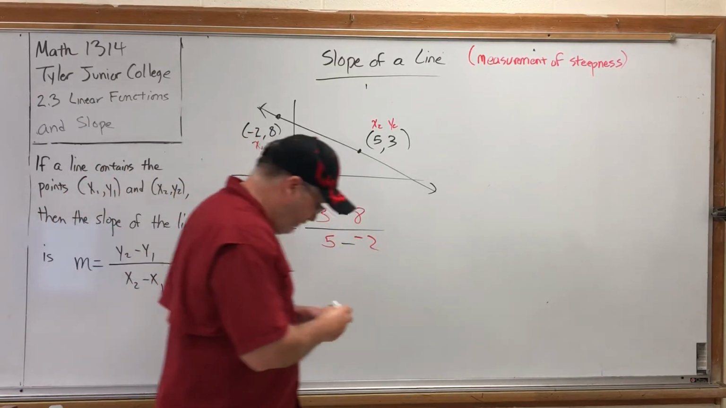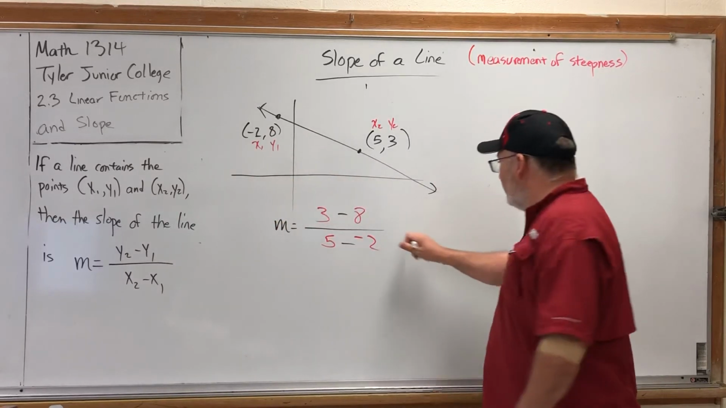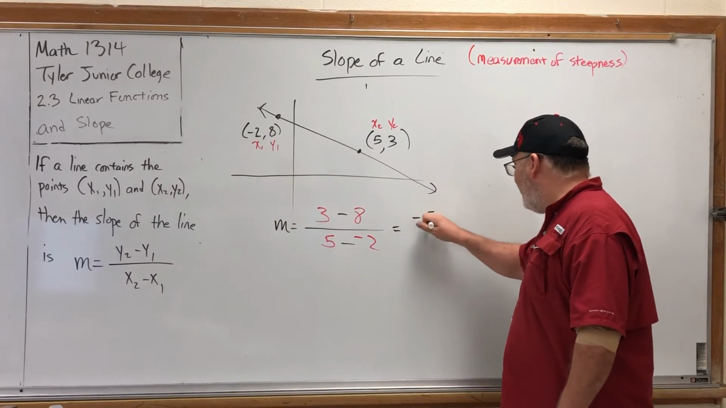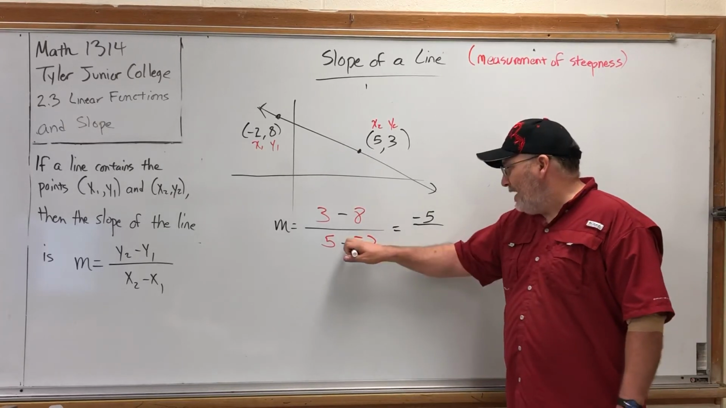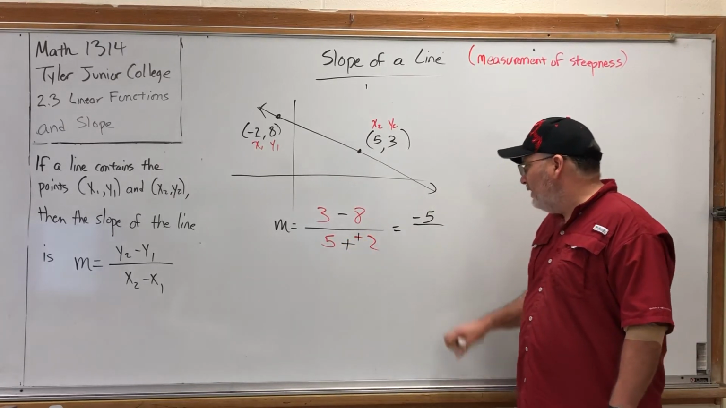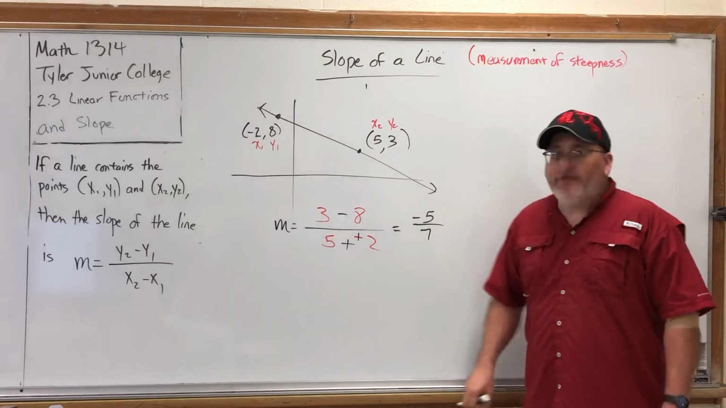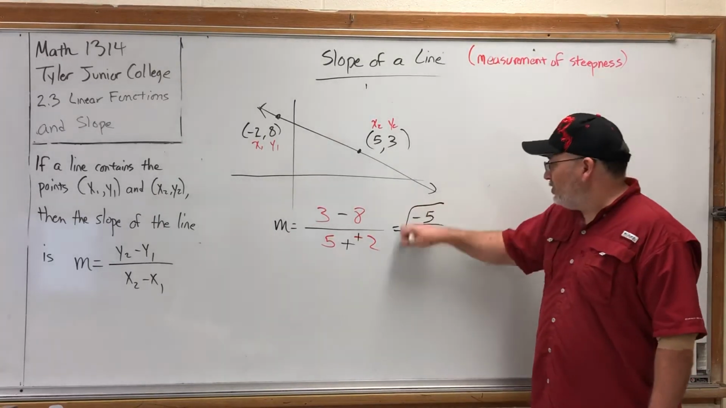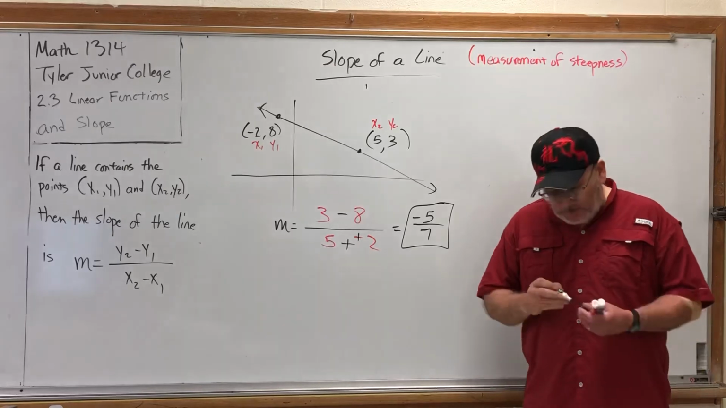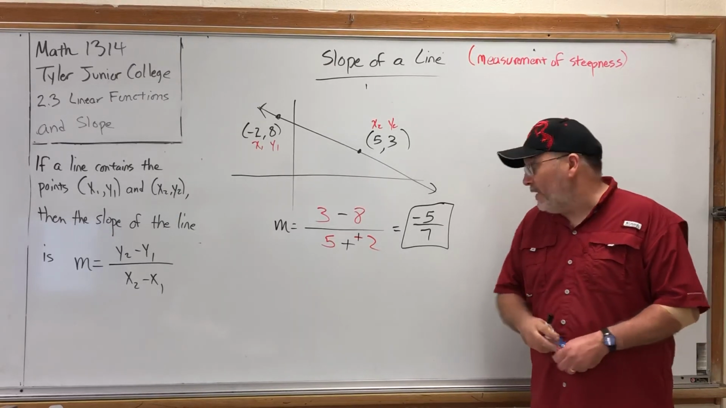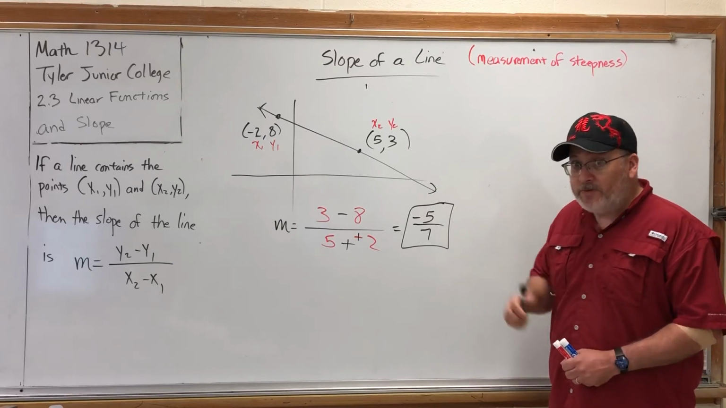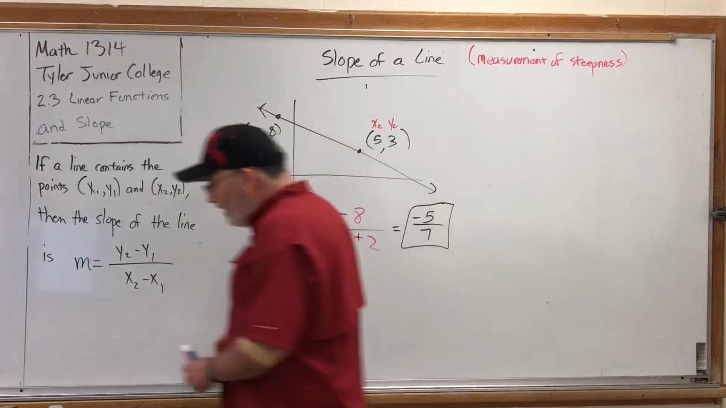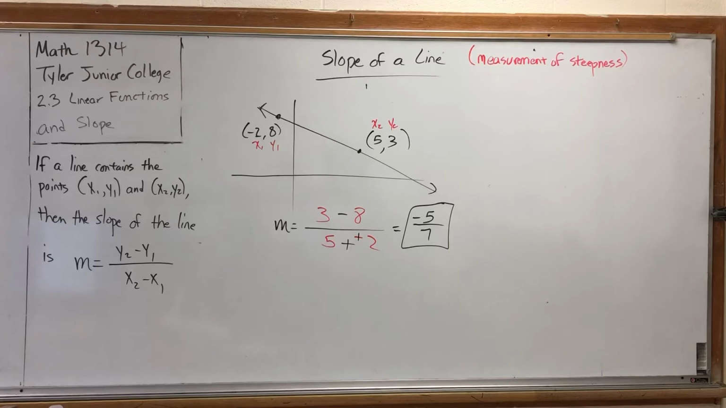Watch your signs. In the numerator, we get 3 minus 8, which is negative 5. But in the denominator, we have 5 minus negative 2. The minus negative becomes plus a positive. 5 plus 2 is 7, and the fraction won't reduce. So our slope is negative 5/7. Slope will frequently come out to be a fraction. And honestly, we should have expected this one to be a negative slope because the line is decreasing. In the next video, we'll work a couple more examples, and we'll look at 2 special cases.